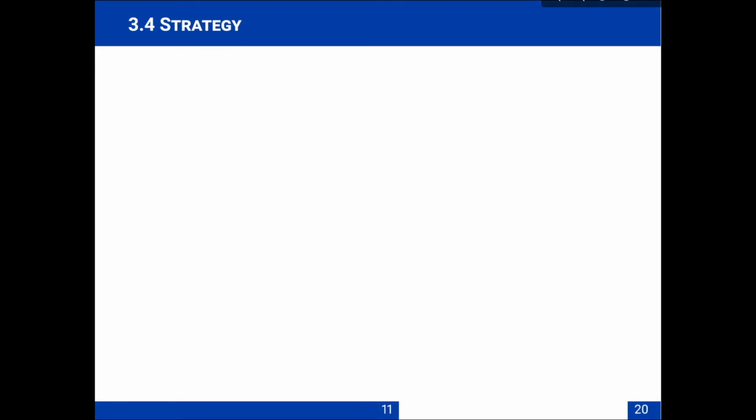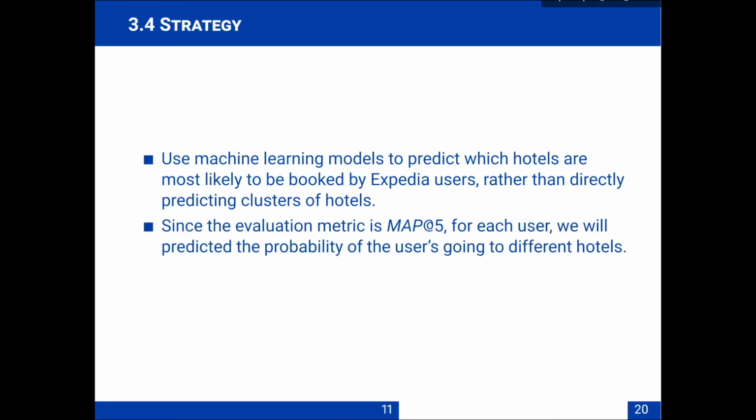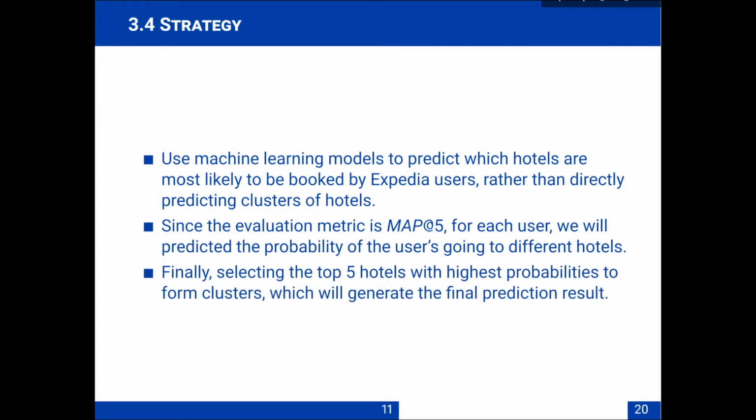In this way, our strategy is using machine learning models to predict which hotels are most likely to be booked by users, as probabilities. We're not directly predicting the cluster of hotels. Finally, we select the top 5 hotels with the highest probabilities to form the cluster list, which will generate the final prediction result.